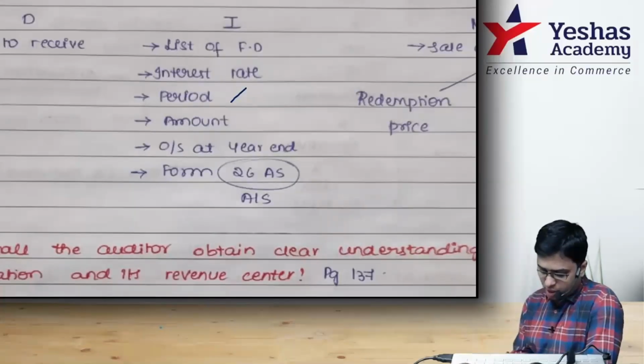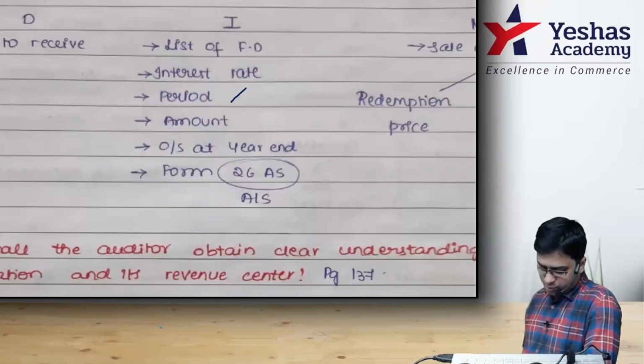Next, also obtain a copy of Form 26AS, TDS withholding by bank or financial institution, and reconcile the interest reflected therein to the calculation shared by the client. That is basically the third point. Easy to understand this area. Last point, my dear students, mark as 3.